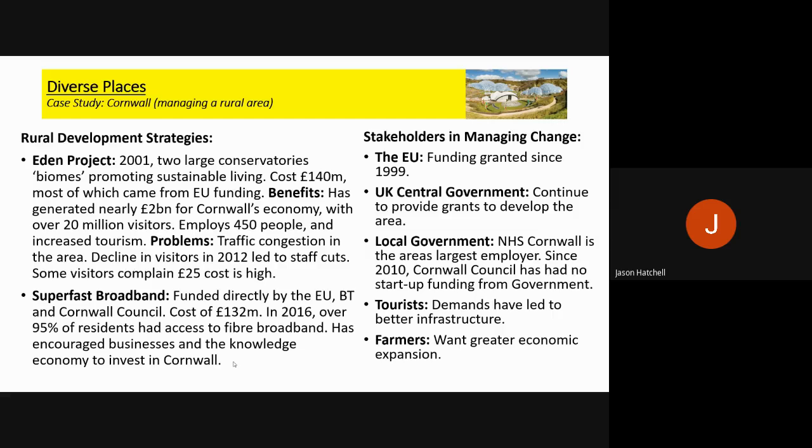And that covers most of the examples and case studies you need in the Diverse Places unit.